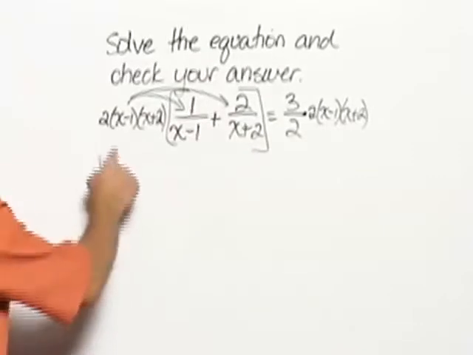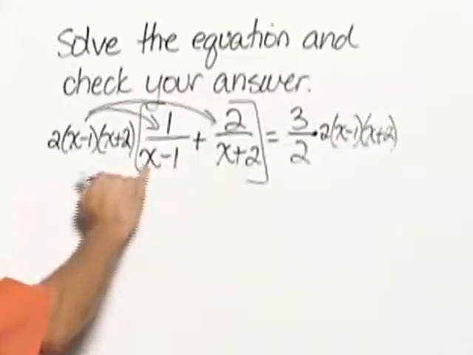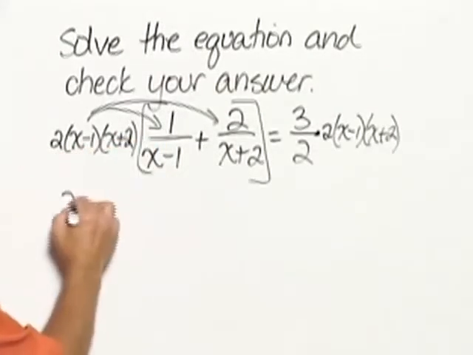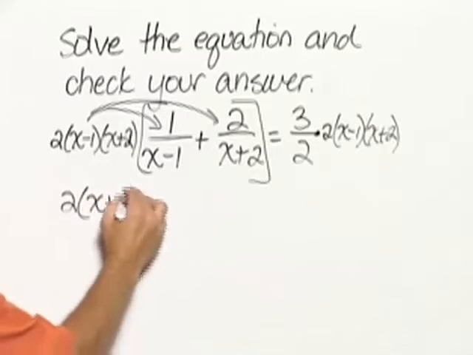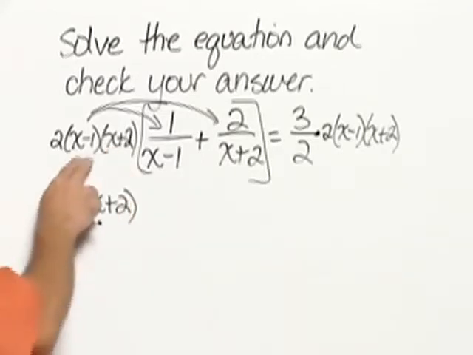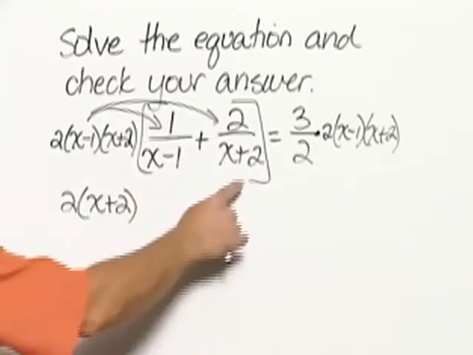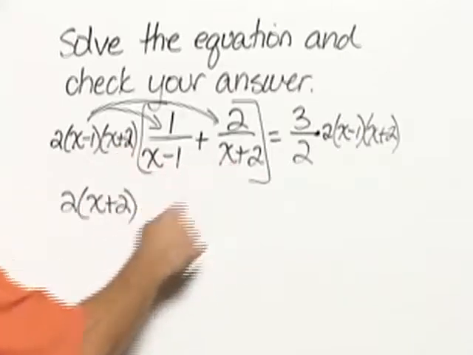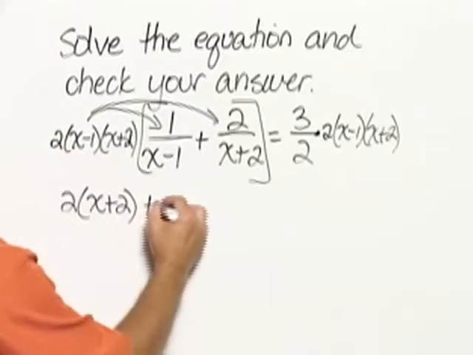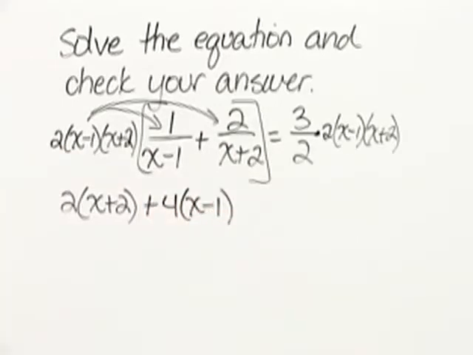And as I distribute this combination times 1 over x minus 1, the x minus 1s will cancel, leaving us with 1 times 2, which is 2, and then multiplying that times the x plus 2. Now, we distribute this combination times 2 over x plus 2. In this case, the x plus 2's will cancel out. That leaves us with 2 times 2, so that's plus 4, and that's multiplied times x minus 1.